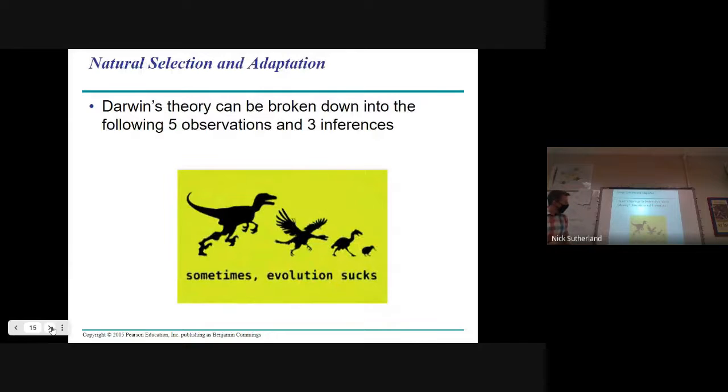Darwin's theory can be broken down into 5 observations and 3 inferences. I just love this picture. Evolution sometimes sucks. You go from a dinosaur to a little kiwi bird. Isn't that fun? That's what scientists think happened to the dinosaurs, that they ultimately evolved into birds, at least some species. But anyway, that's what we're going to get into here, starting off.